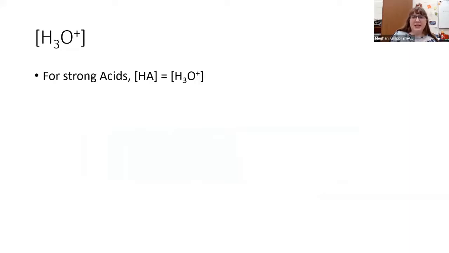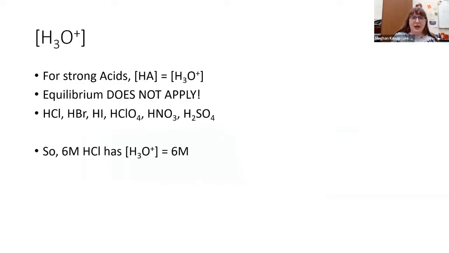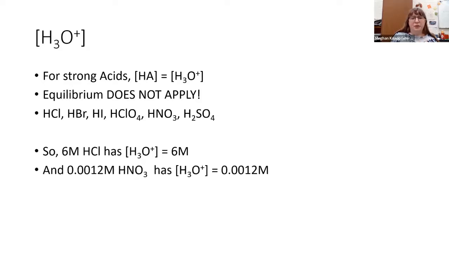Concentration is put in brackets. Remember that whatever the concentration of our strong acid is, that's going to be the concentration of the hydronium because it completely dissociates. We've got a list of our strong acids there. And so if we have 6 molar hydrochloric acid, then the concentration of hydronium is 6 molar.